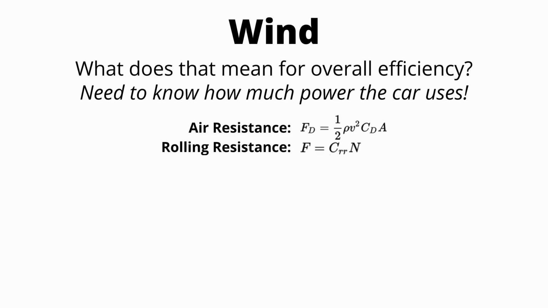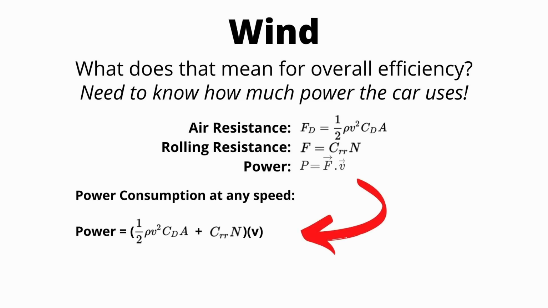This is a friction force between the tires and the road, and it takes the formula force of rolling resistance is equal to the coefficient of rolling resistance multiplied by the normal force. And the normal force is just the weight of the car. So if we use the really simple power equation, power is equal to force times velocity, we can actually multiply our velocity by the sum of those two forces. So we see our final formula below.